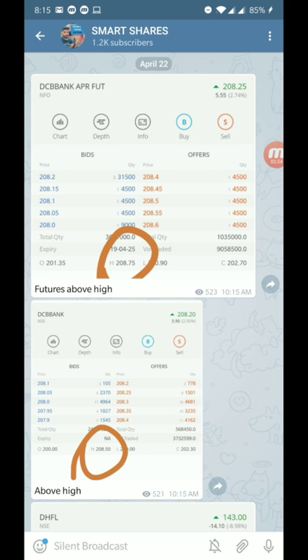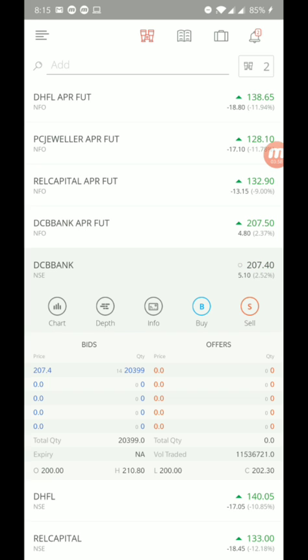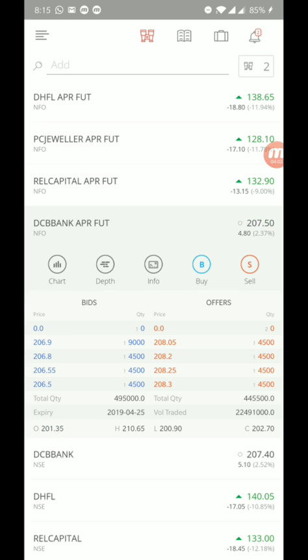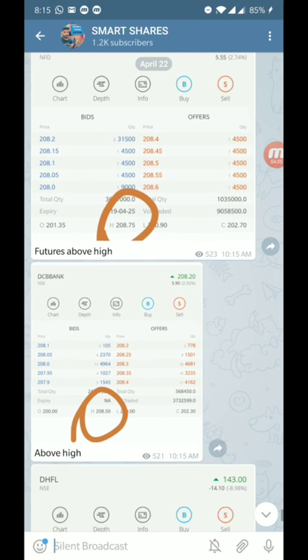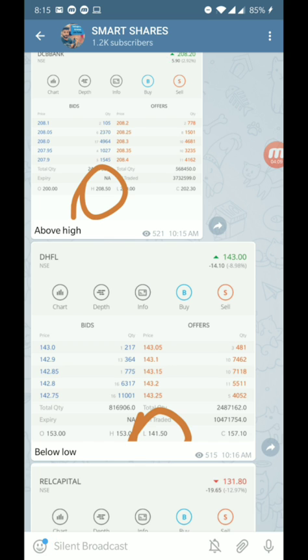Avoid such stocks. So we were observing that, and if you see, DCB Bank also from our level went up to 210.80 and futures also went to 210.65. So it is almost 2 rupees above our level. So great, more than 0.3%, close to 1% also.